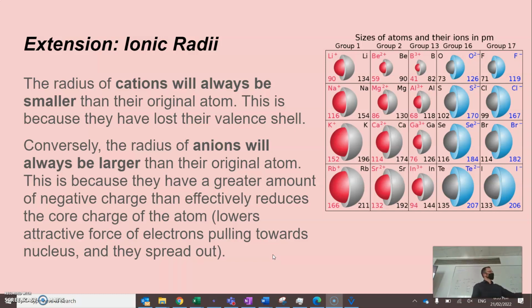And that relates to core charge, which is this concept about the strength of attraction of those outer shell electrons that are being pulled towards the nucleus. So if we've got more negative charge, there's less effective core charge, and so therefore those outer shell electrons will expand. If I've got fewer electrons, it means that we've got a greater force of attraction of the other electrons remaining towards the nucleus, and so it pulls in.